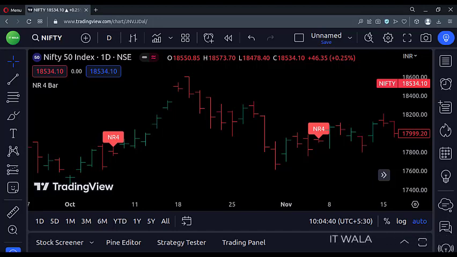So that's it. That's how you can find our NR-4 candles in the TradingView Pine script.